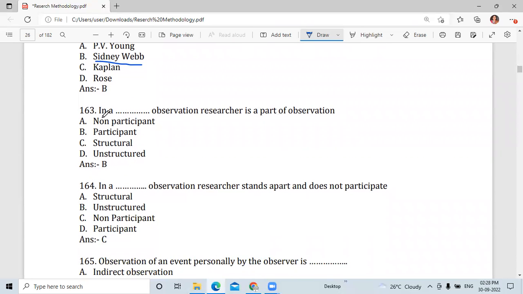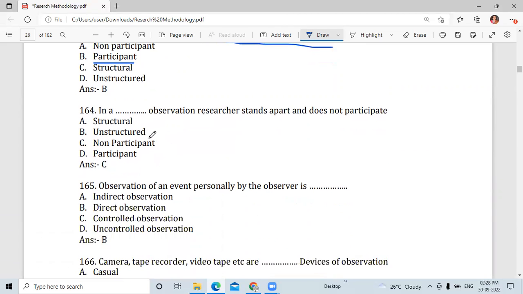Next question. In a dash observation, the researcher is a part of the observation. It may be any type of research, any topic. In a dash observation the researcher is a part of the observation. What is it? Participant observation. In participant observation, the researcher is a part of the observation.